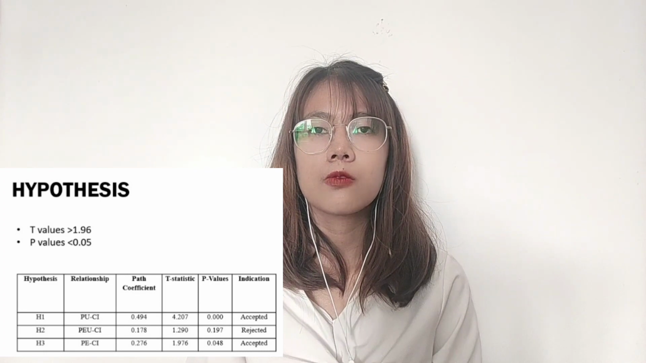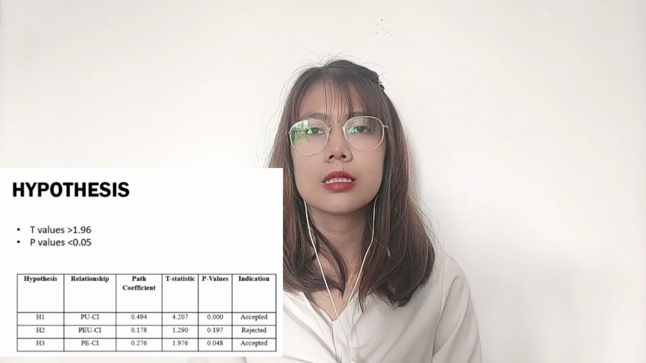The path coefficient of perceived enjoyment, known as hypothesis 3, is 0.276 while the t-statistic is 0.048. The hypothesis is accepted because the t-value should be higher than 1.96 and the p-value should be less than 0.05, which is typically considered statistically significant.